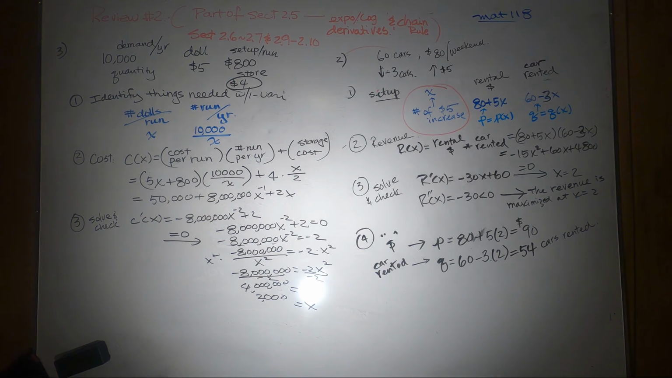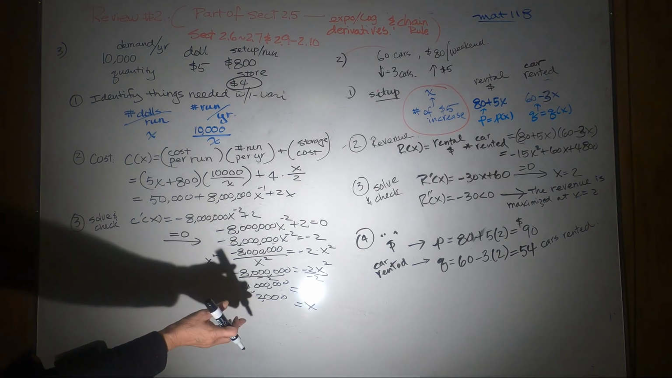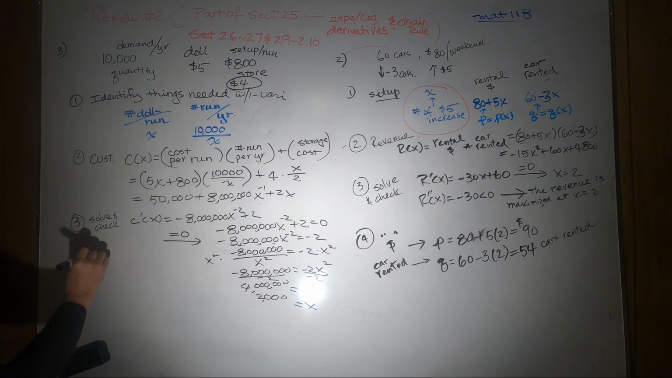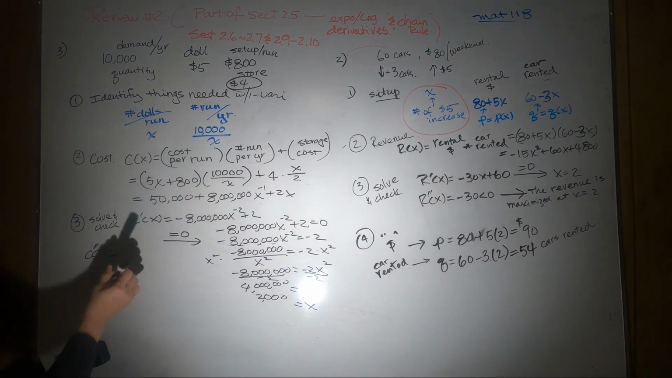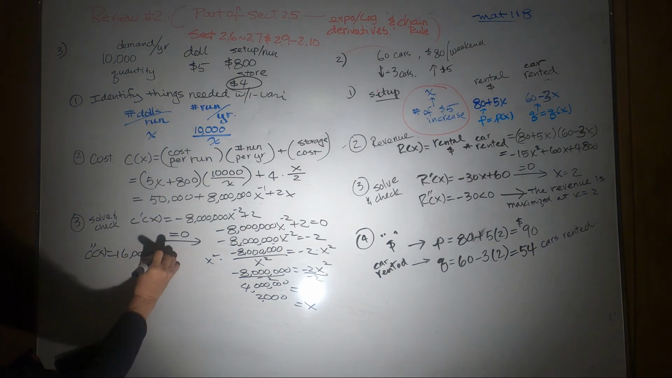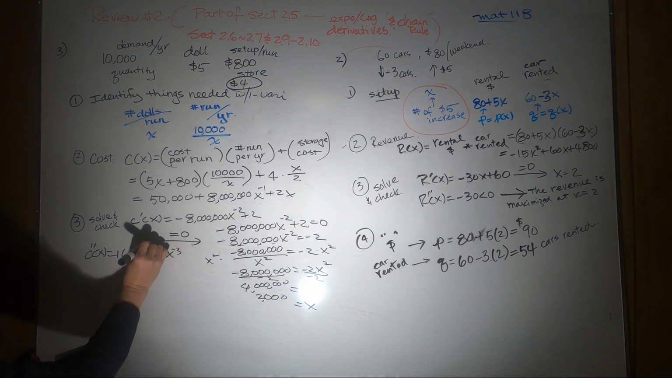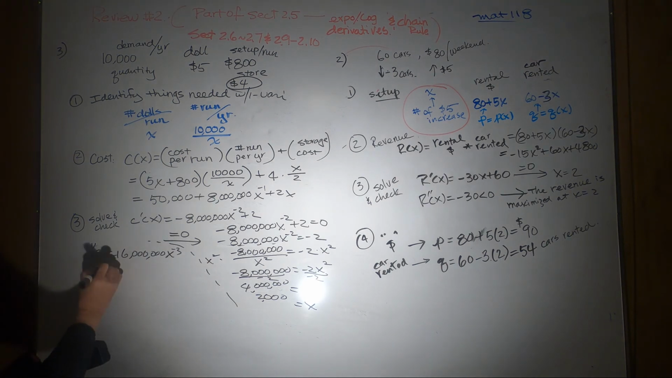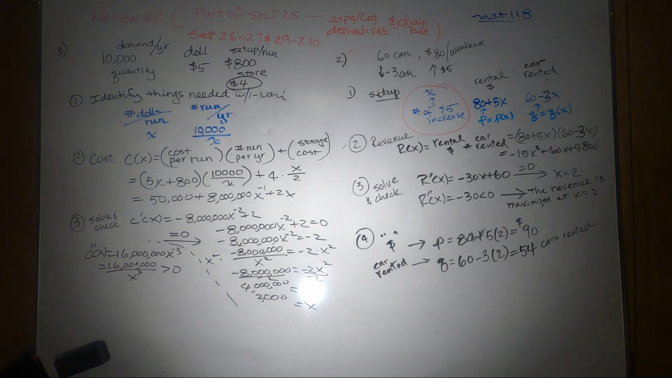So how do we know it's a maximum or minimum? So you do C prime prime of x, which is this. That would be what? Negative times negative becomes positive, becomes 16,000,000 over x to the third, right? Then it's the same thing as x cubed. Then x is positive, so the whole thing is bigger than 0. So it means what?